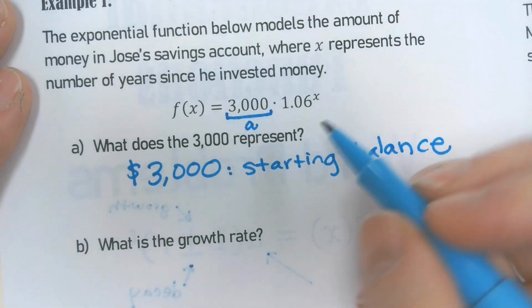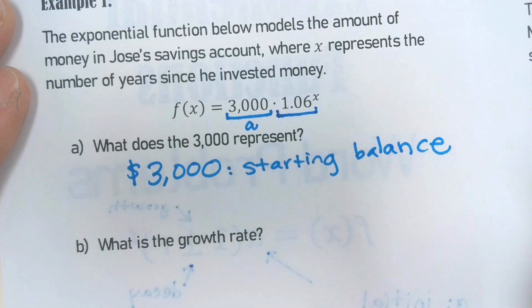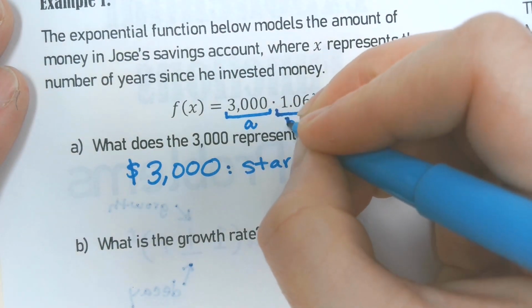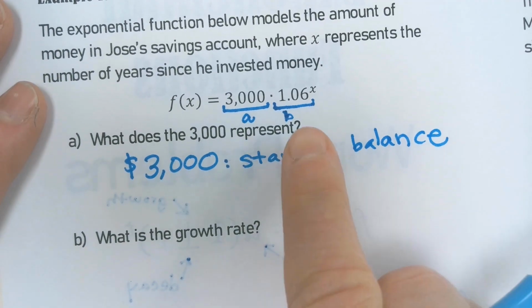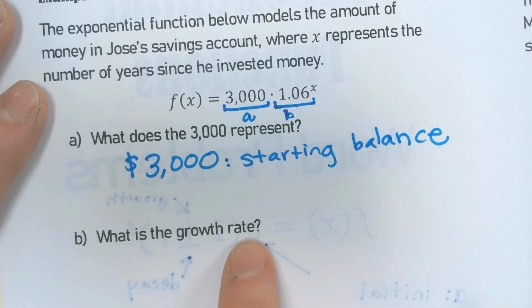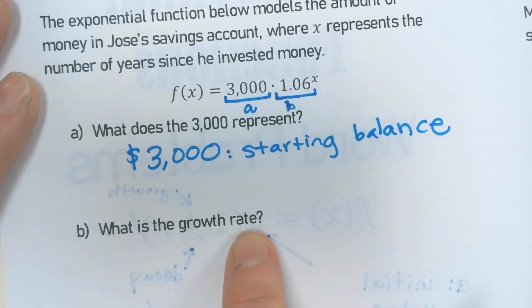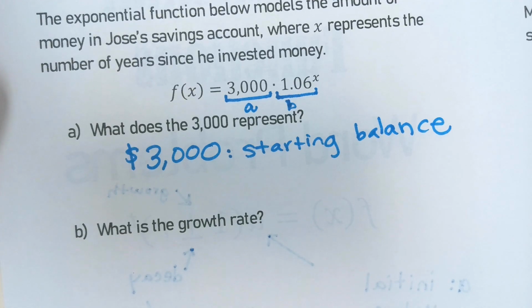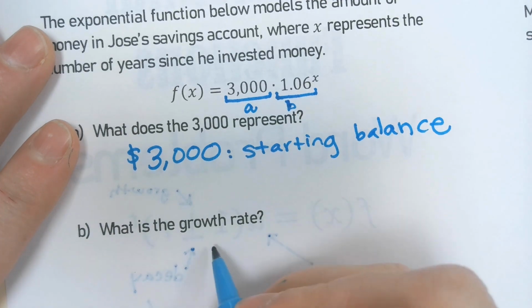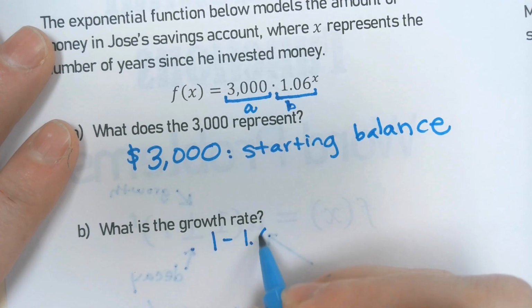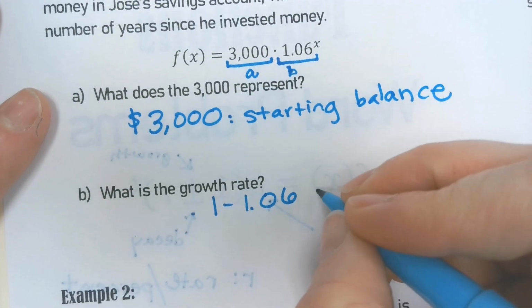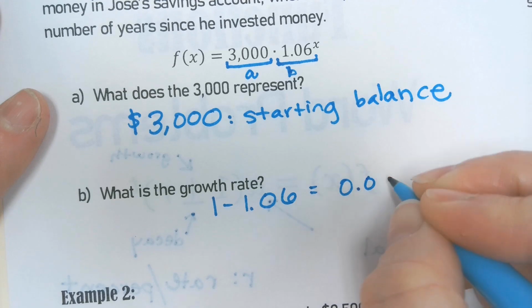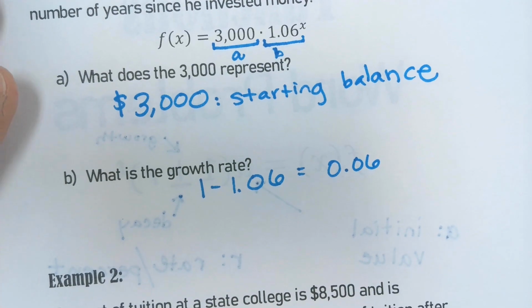This says growth rate. Well, this is the B value. B and the growth rate are a little different. They are related to each other, but to find the actual rate or the percent of increase, we need to subtract from 1 because we need to find out 1 plus what gives us 1.06. So the way you find the rate, you would do 1 minus 1.06. And we only want the positive value, so it's like we're taking the absolute value. 0.06 is the rate of increase.